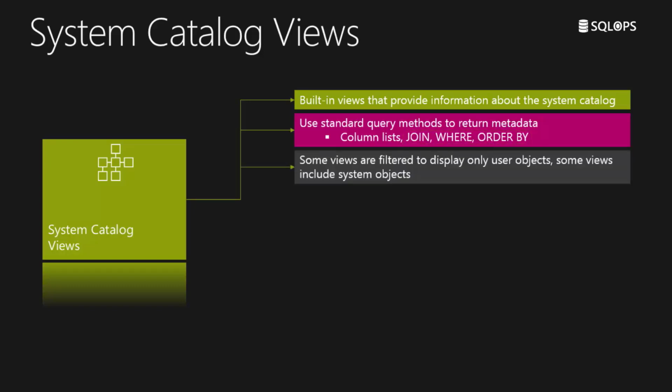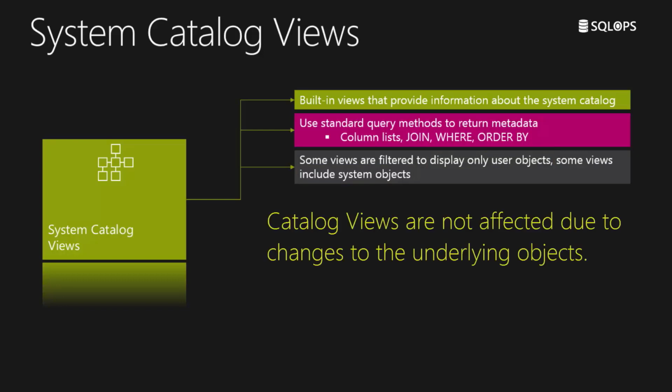SQL Server-based applications can access the information in the system catalogs by using the catalog views, and some of these views are filtered to display only user objects, whereas some views include the system objects. Catalog views present metadata in a format that is independent of any catalog table implementation. Therefore, catalog views are not affected by changes in the underlying tables. And these views are the most efficient way to access core server metadata.